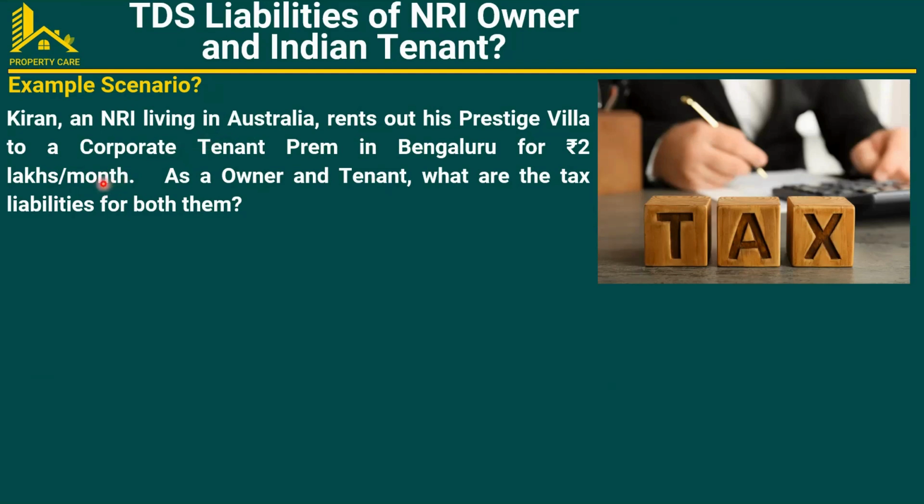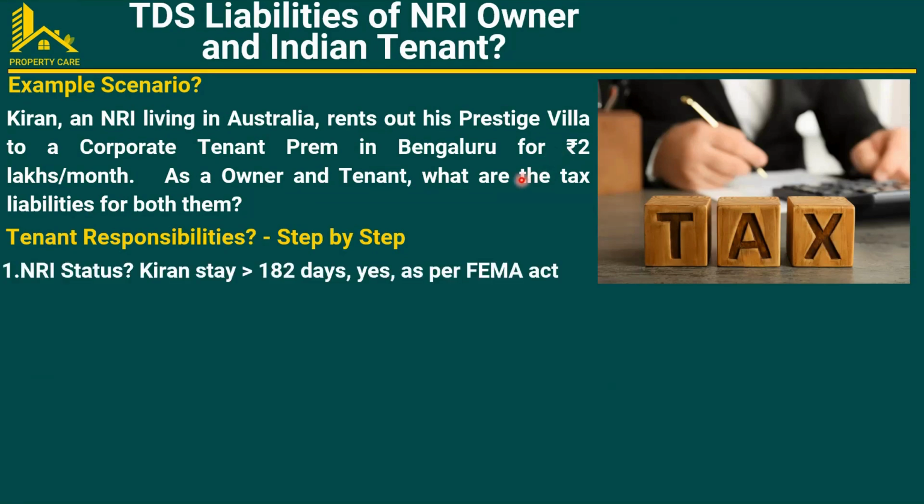In this case, he is paying 2 lakh rent. According to the law, on the tenant liabilities, I captured it step by step. The first thing we should check is the NRI status. Is Kiran staying abroad more than 182 days? The moment a person stays more than 182 days, he automatically comes under the NRI category. There is no status to be assigned to him, as per the FEMA Act. So we should conclude that the person is an NRI with crossing the 182 days.